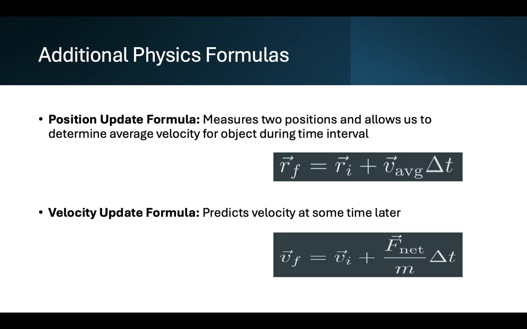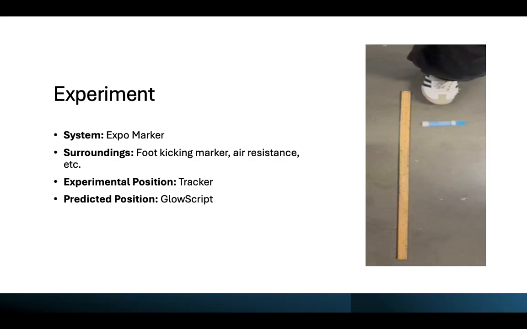Additional physics formulas that were used include the position update formula, which measures two positions and allows us to determine the average velocity for an object during a time interval. For constant forces, we use v average in this formula, and for non-constant forces, we use v final. Then the velocity update formula just predicts the velocity at some time later. And if the net force acting on a system is 0, then the velocity will not change, therefore representing constant velocity.